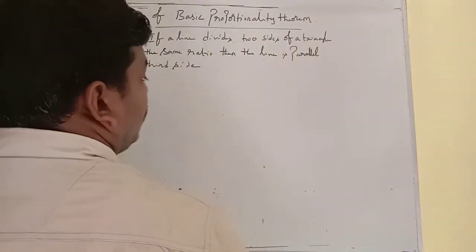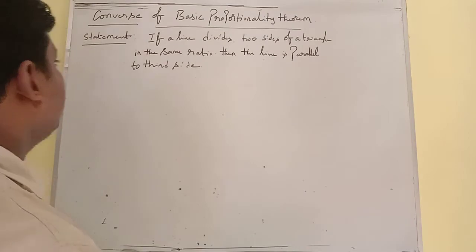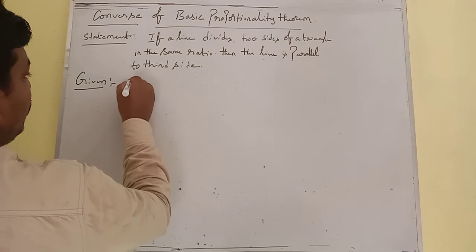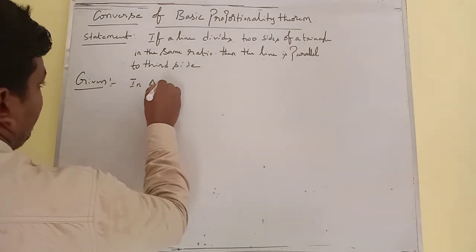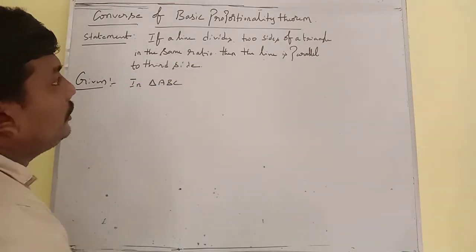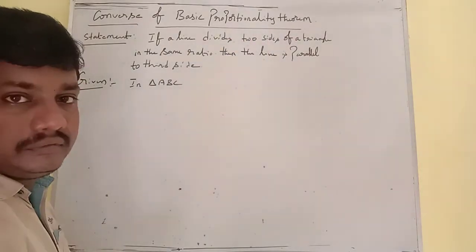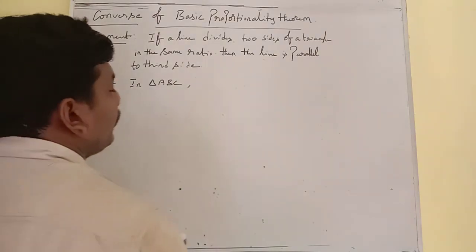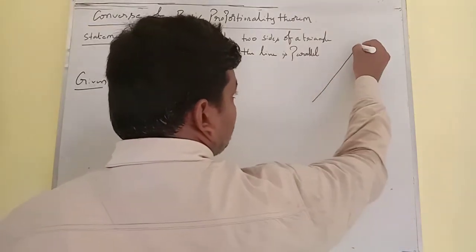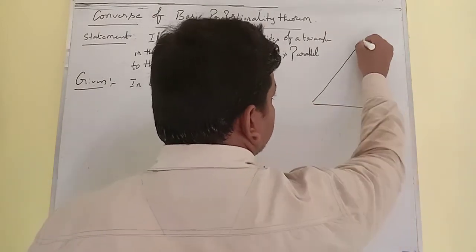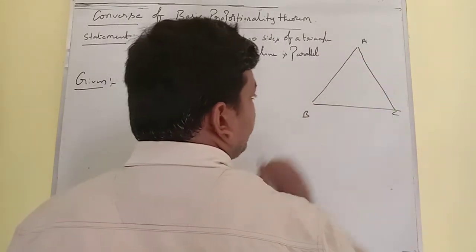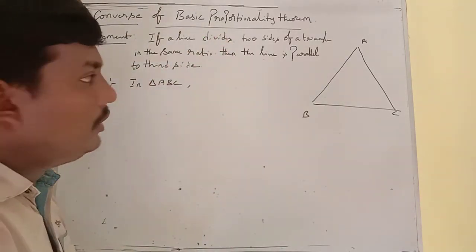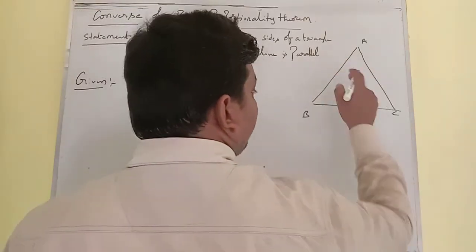Now how will the diagram be? We know already. So what is given here? Let me consider a triangle ABC. This is triangle ABC, with vertices A, B, C. In triangle ABC, a line divides two sides of the triangle in the same ratio, AB one side and AC another side.